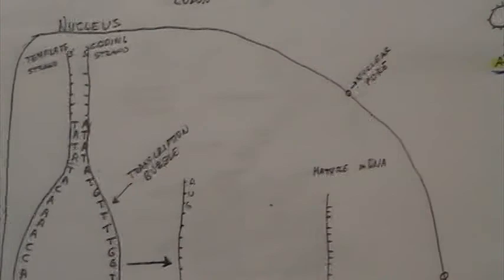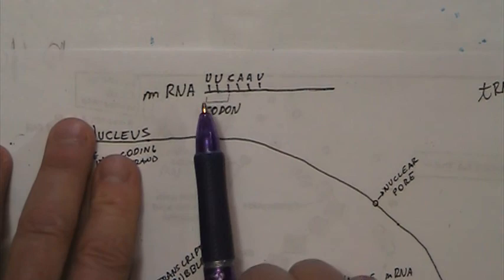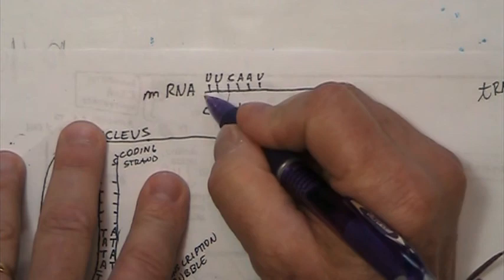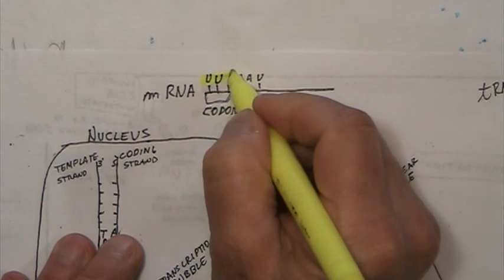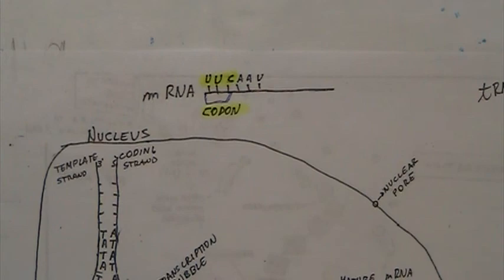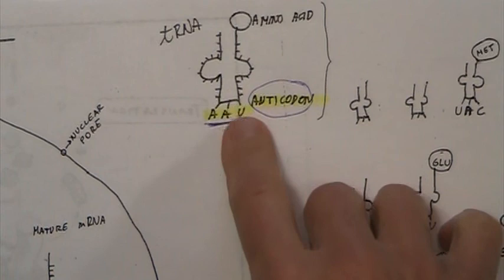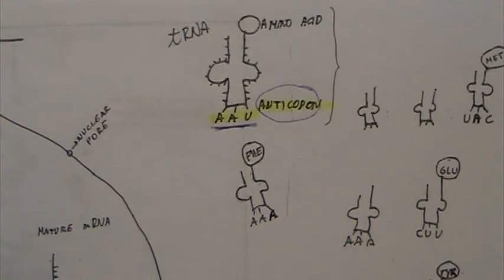A quick review about messenger RNA. Messenger RNA is, of course, single-stranded, linear, but again, a set of three nucleotides, just three, is called a codon, that is messenger RNA. So messenger RNA, three nucleotides, a codon. tRNA, those three nucleotides are an anticodon. So that's pretty much all you need for now.